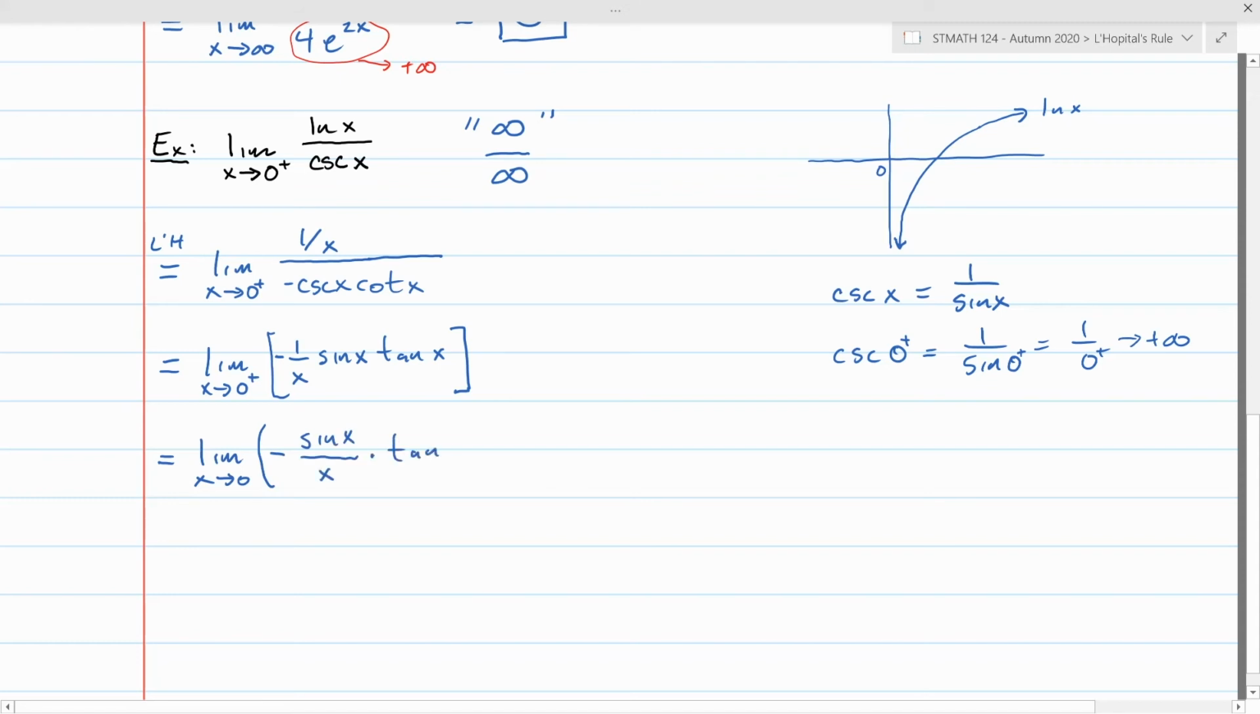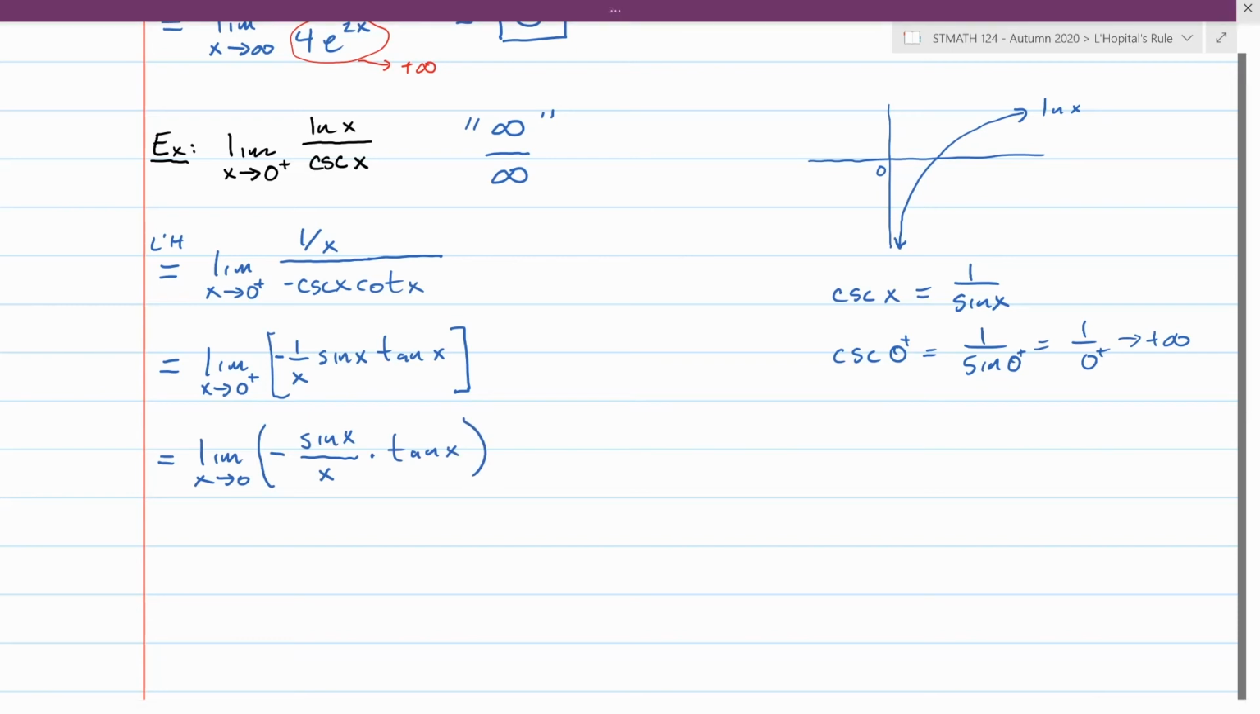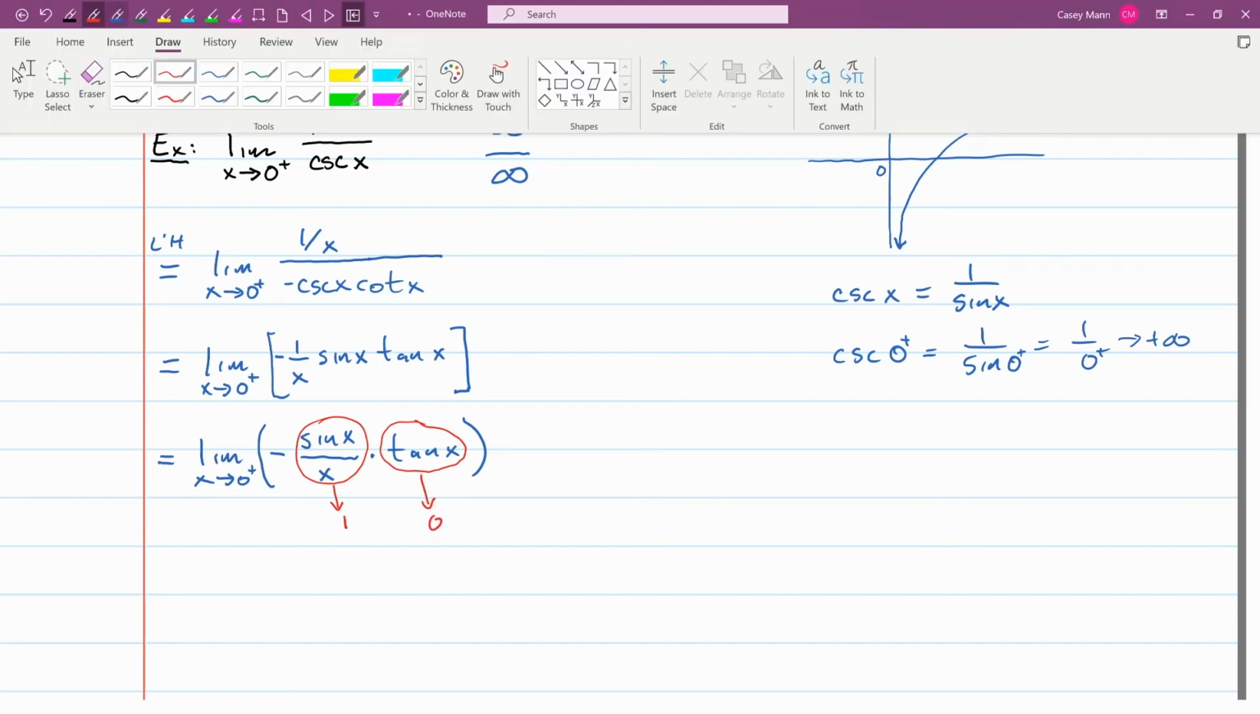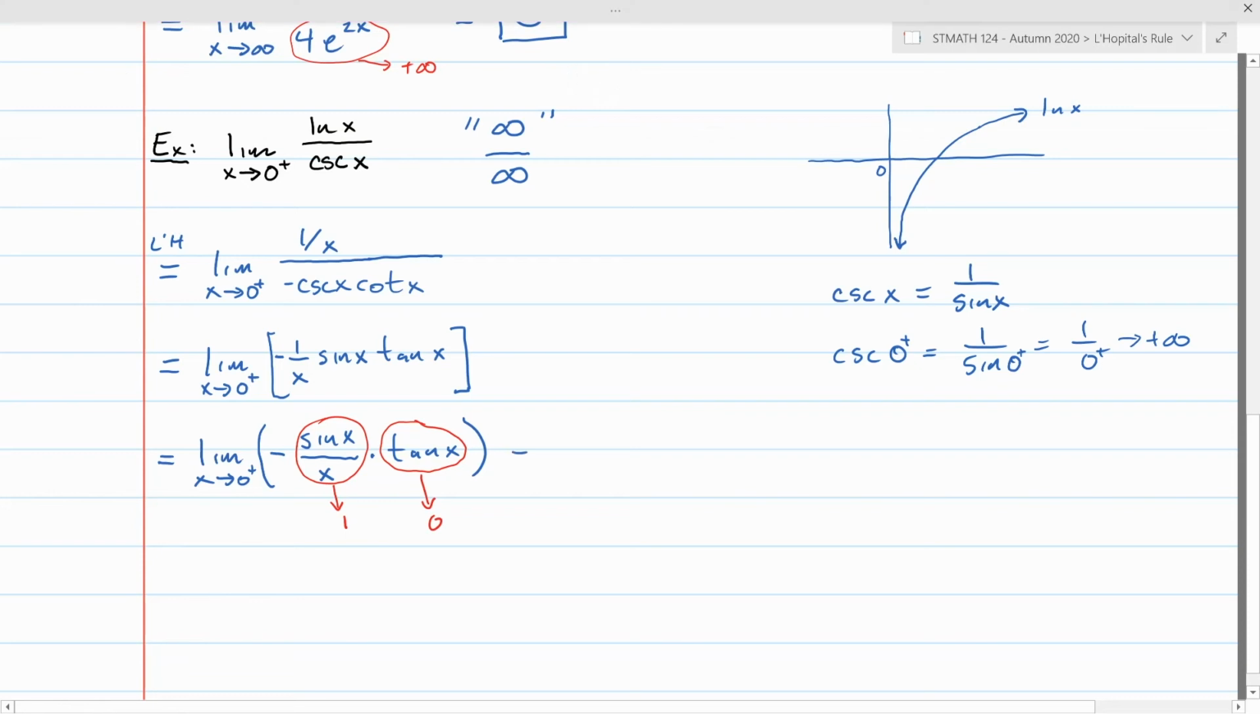Times tangent x. And we remember that sine of x over x as x goes to 0, that's our fundamental trigonometric limit, and we know it goes to 1. So that limit exists. And then tangent of x, that's sine over cosine. So if you would just do direct substitution into tangent, you would get sine of 0 over cosine of 0. So that's 0 divided by 1, which just equals 0. So this goes to 0. So we can evaluate this limit based on what we know from previous stuff. So we'd get negative 1 times 0, and that just, of course, equals 0.